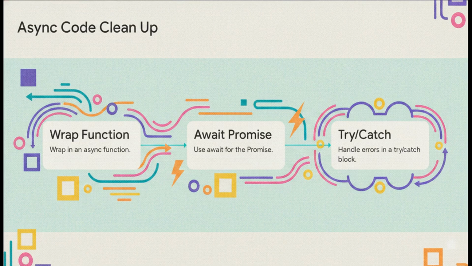We can make our asynchronous code read exactly like normal sequential code, and it just takes 3 simple steps. Step 1, wrap your code in an async function. Step 2, slap the await keyword right in front of the promise. And step 3, handle your errors like a pro using a standard try/catch block. Let's move to this and see how it builds.